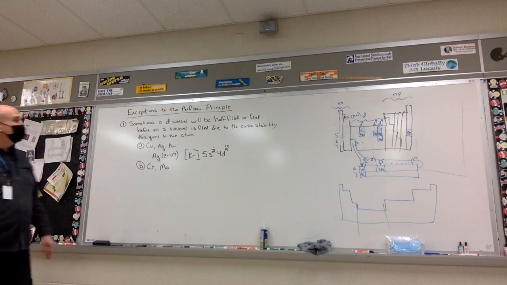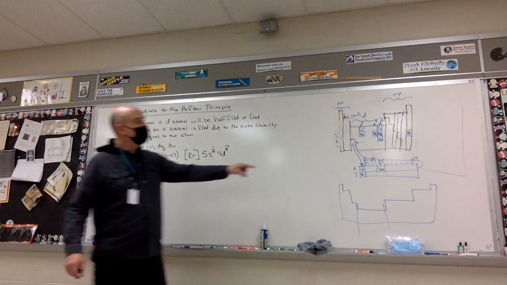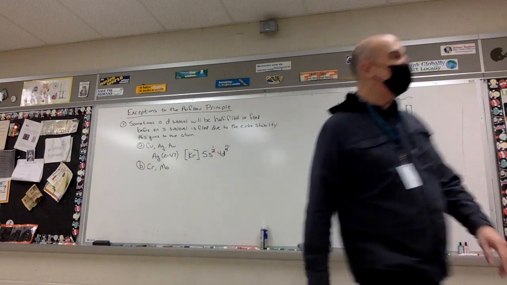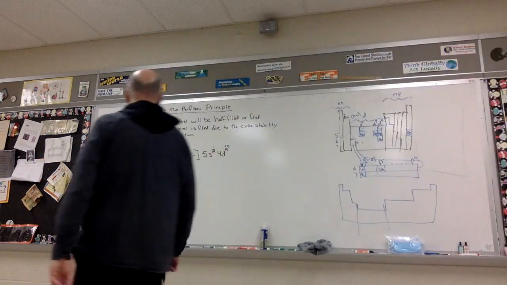All right, so chromium and molybdenum are here in the D4. Now, for some reason, tungsten and seaborgium, they're rule followers. They don't break the rules. They're not exceptions. It's only chromium and molybdenum that are the exceptions.